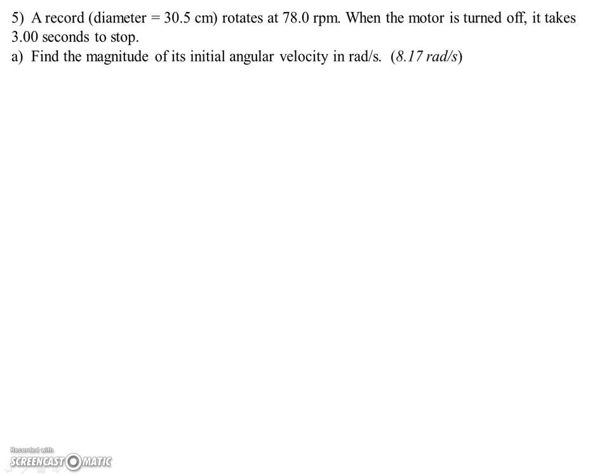So problem 5, we have this record, diameter is given, initial speed is given, 70 revolutions per minute. It says the motor's turned off, it takes 3 seconds to stop. Part A, find the magnitude of its initial angular velocity in radians per second. So go ahead and pause the video, try it on your own, and come back to see the solution.